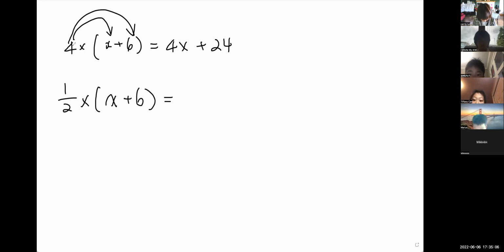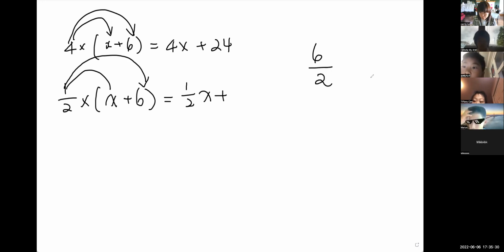Half x plus 6. Half x, right. And this side? 6 over 2 equals what? Equals 3 over 1, so 3. 6 over 2 equals what? Very good, 3. Okay, so it's half x plus 3, okay?